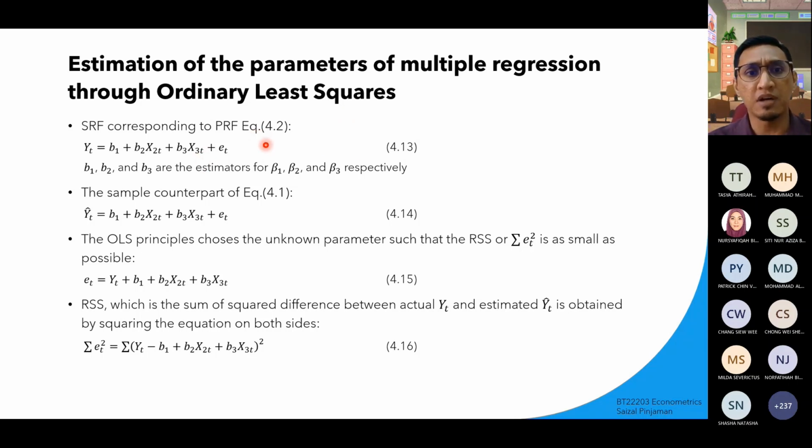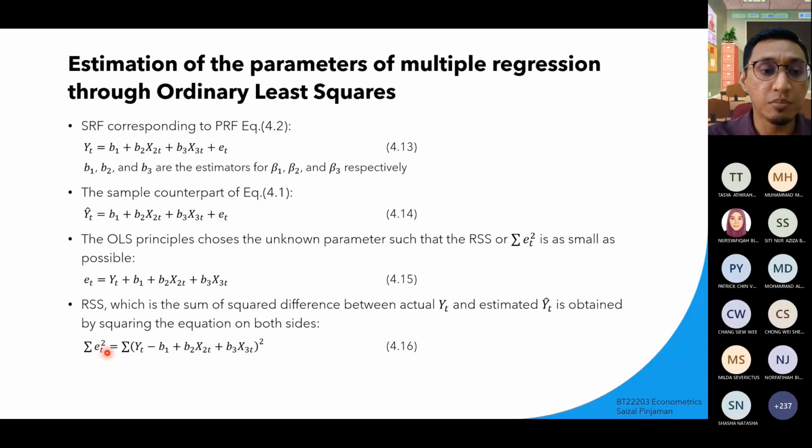Apart from the sample regression function corresponding to the population regression function in 4.2, we can also construct equation 4.14. But basically 4.13 and 4.14 are the same. In 4.14, we have the estimated dependent variable y hat equals b1 plus b2 x2 plus b3 x3, plus the residual. Of course, the residual equals the dependent variable minus b1 minus b2 x2 minus b3 x3. This is the formula that we use to determine the residual sum of squares.